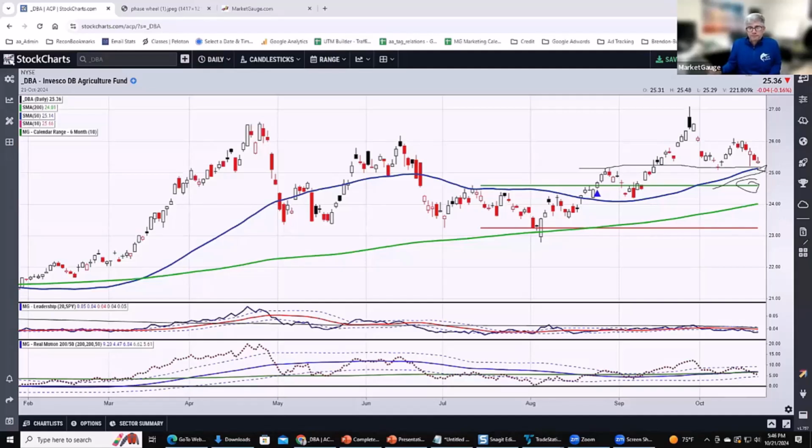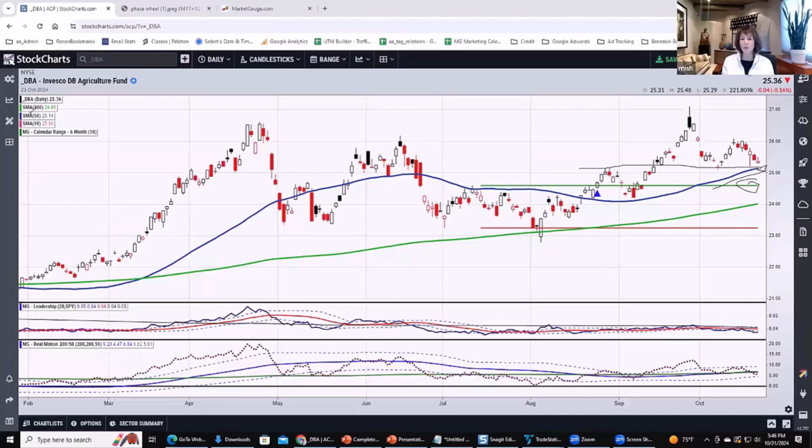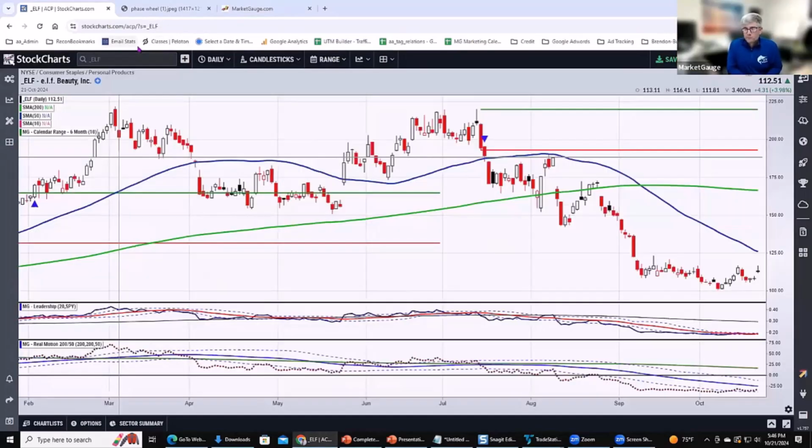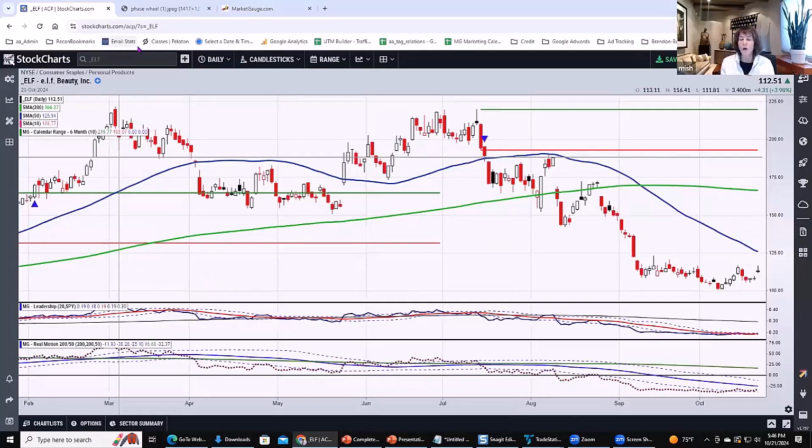So let's look at one that has been hammered to death and how I would trade it, if I was really just keeping it simple and waiting for a phase change. I think, what did we say? ELF was the example. Alpha's one, yeah. Okay. So, I've been talking a lot about this stock, ELF Beauty, for two reasons.